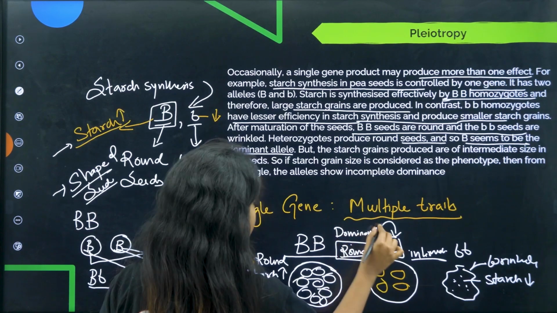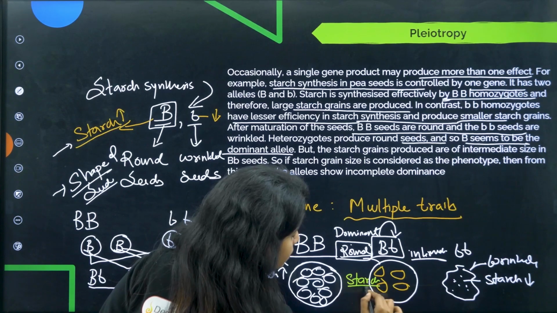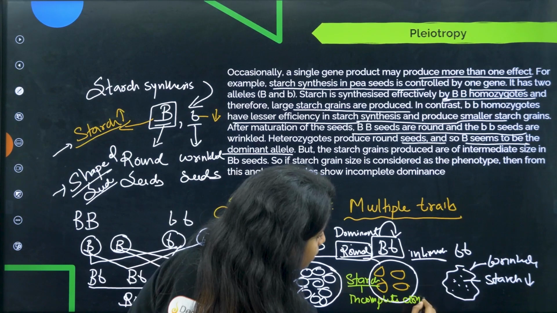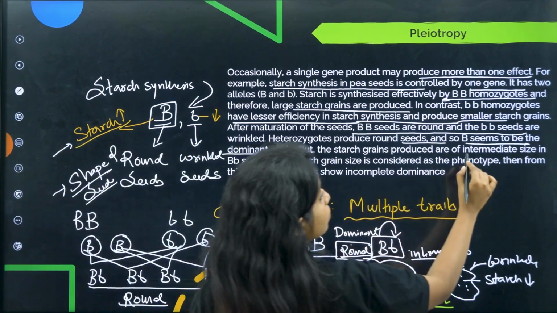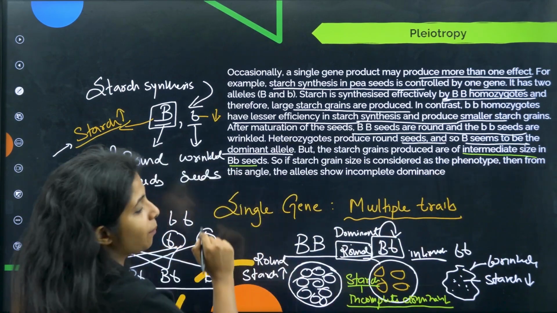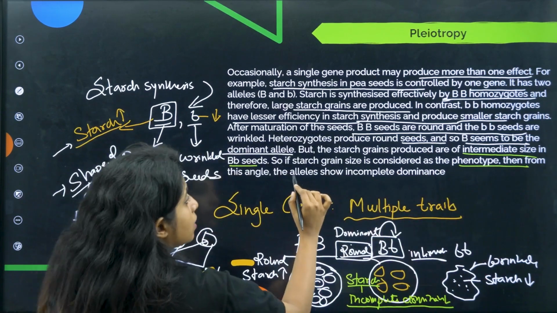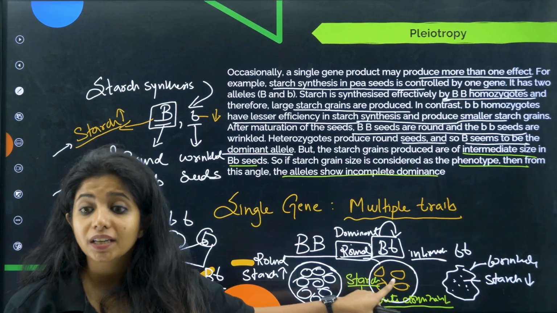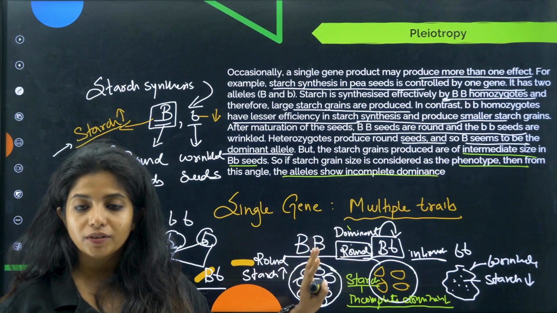But what about starch? For starch synthesis, it is showing incomplete dominance, because the amount of starch being produced is intermediate. Starch grains produced are of intermediate size in the Bb cell, that is capital B small b cell. So if starch grain size is considered as phenotype, then from this angle the alleles show incomplete dominance, because you are getting an intermediate sized one. But over here if you talk about the shape, that is showing complete dominance.